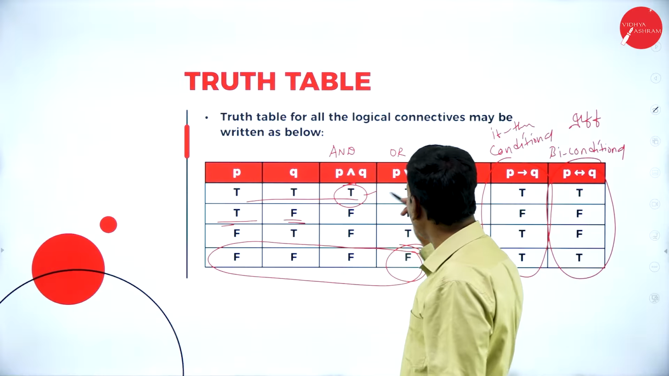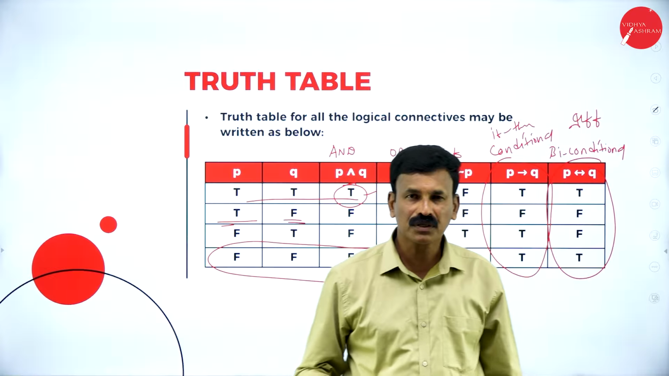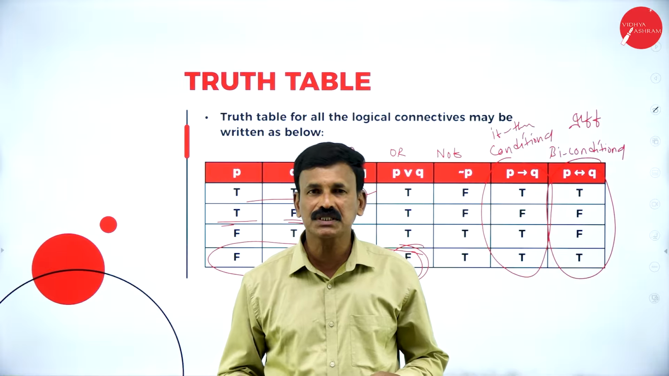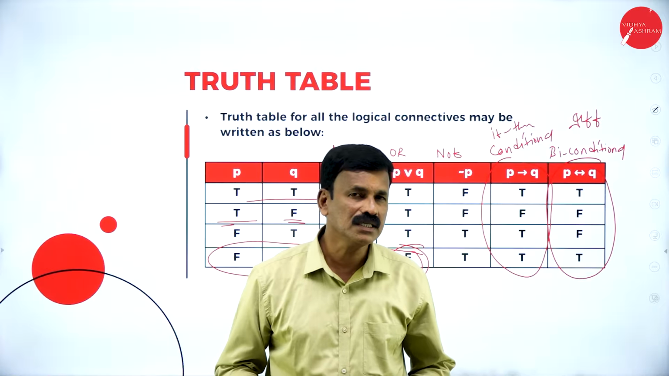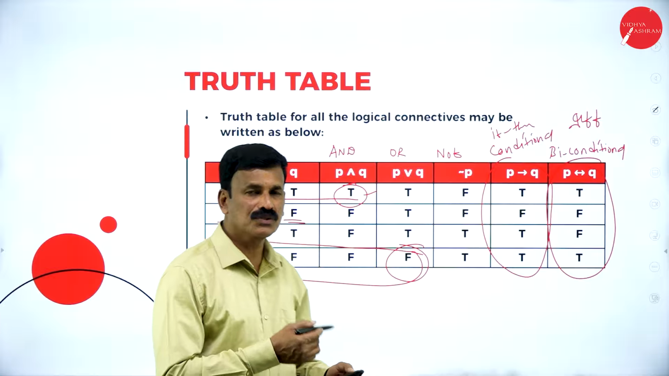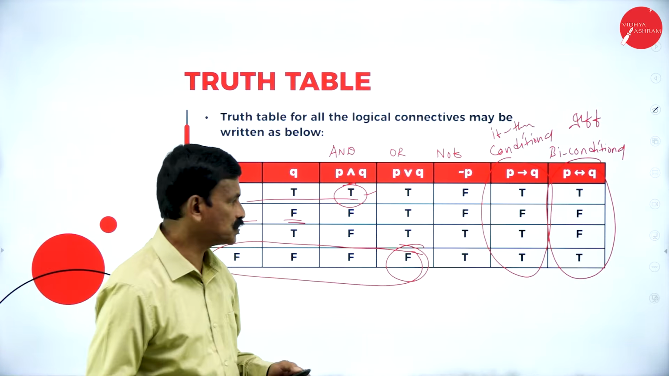That is and, or, not, if then, if and only if. Hope you followed. This is how we write the truth table for all the connectives. This is very important. Once you know how to write the truth table for these, you can easily solve the problems in mathematical logic.